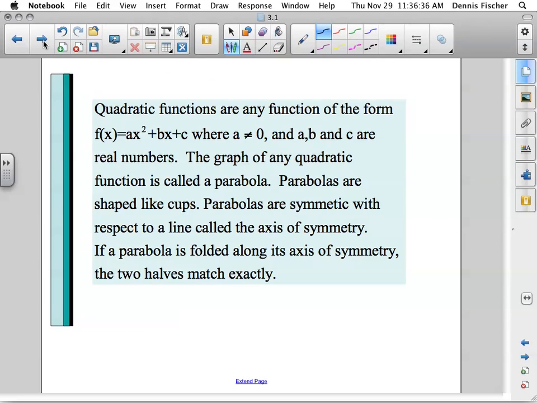Quadratic functions are any function in the form of ax squared plus bx plus c where a cannot be 0. If a was 0, this equation's gone. What kind of equation do we have? Linear. Therefore, that's why it says a cannot be 0. If it is 0, we don't have a quadratic. The graph of any quadratic function is called a parabola. Parabolas are shaped like, I say, U's. Parabolas are symmetric with respect to a line called the axis of symmetry. And we will graph some of these in a second as we go through.